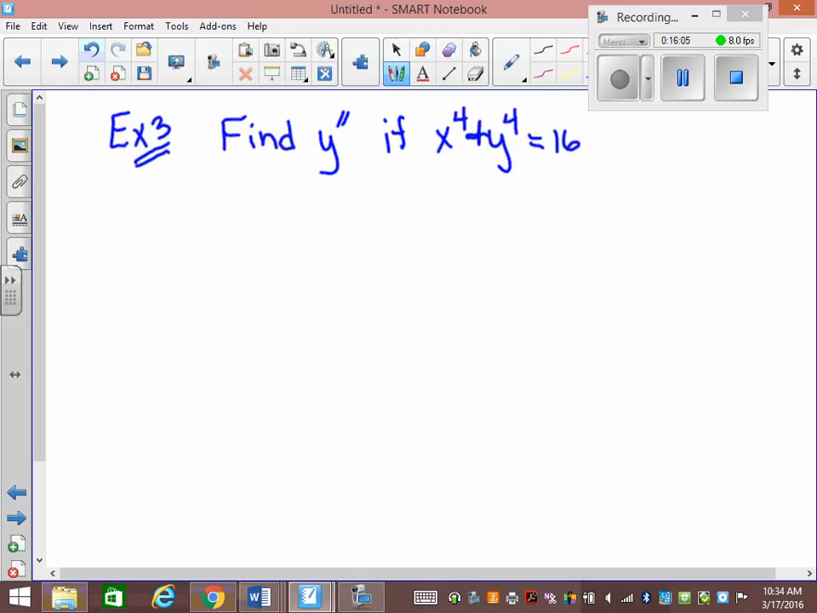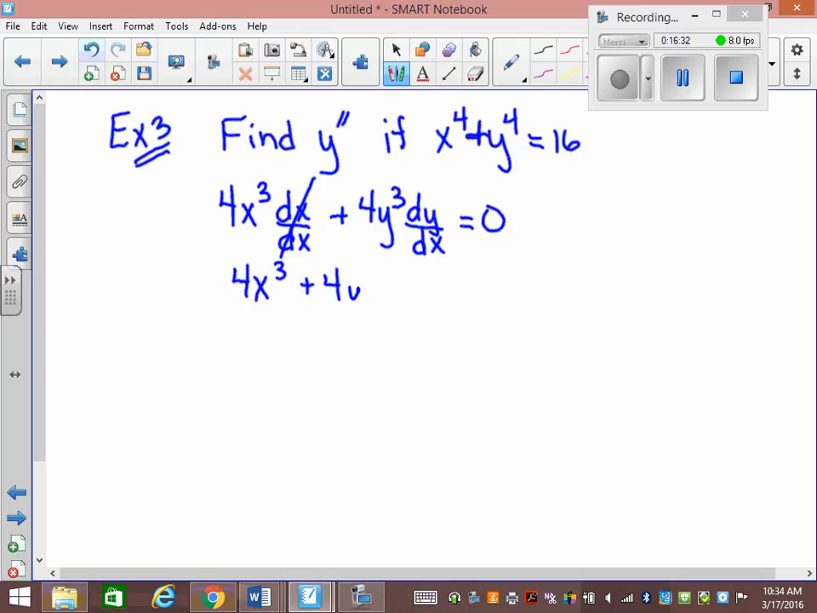So we do our first derivative just like we did before. 4x cubed, technically dx over dx, gone. Plus 4y cubed, dy over dx, equals 0. Now, if you want, you can go 4x cubed plus 4y cubed y prime equals 0. You can do that as well and just solve for y prime. A lot of people like that better because it's not the fractions.